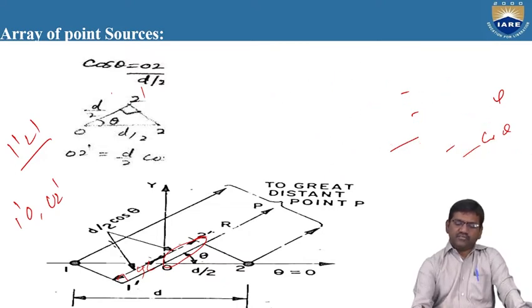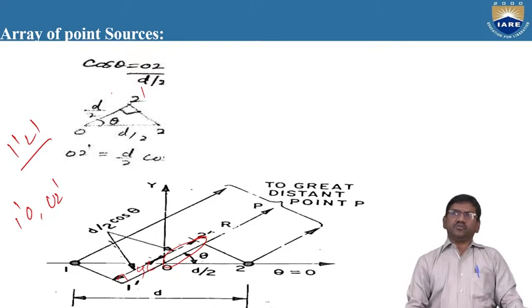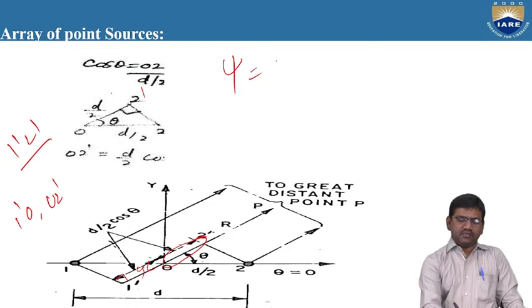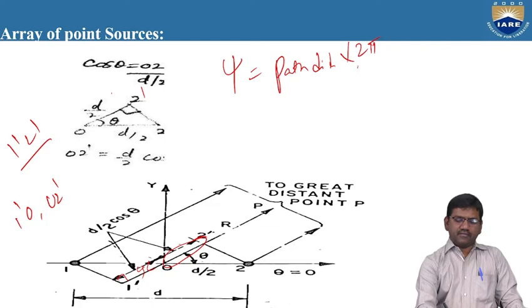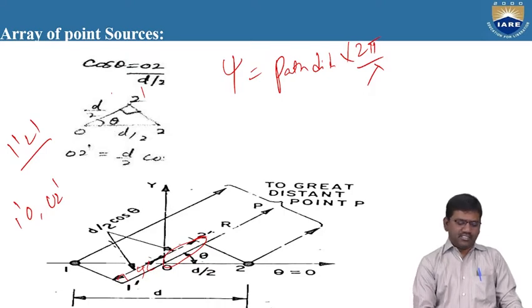Now what will be the phase difference between these two point sources? Let us assume the phase difference between the 2 point sources is denoted by the symbol psi. So psi is equal to path difference into 2 pi by lambda. In electromagnetic wave theory, we have seen that the phase difference is nothing but the path difference multiplied by 2 pi by lambda. Now what is the path difference here? 1 dash 2 dash into 2 pi by lambda.